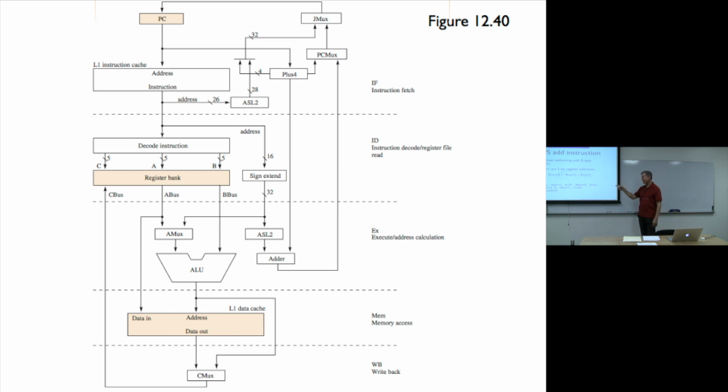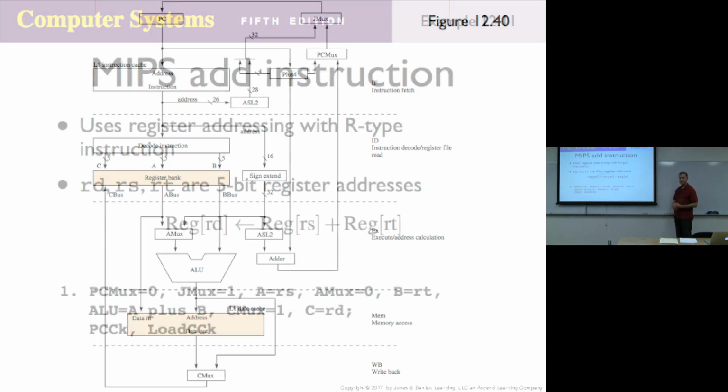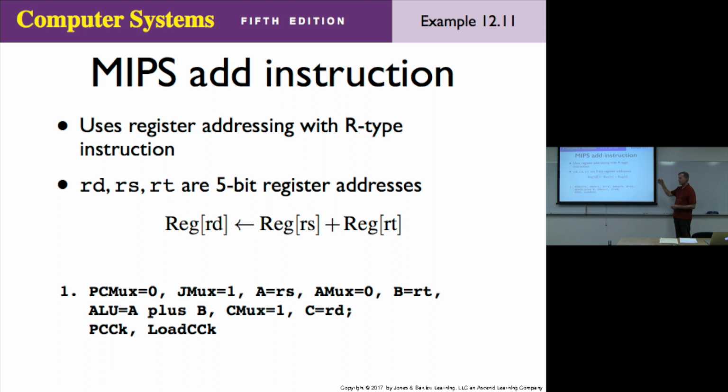Here again, it's just one cycle. Check this out, one cycle. So on the A bus, we put what? RS on the A bus. We put what? RT on the B bus. And then from the C bus, we want the result to go into what? Into C. And then we do load CK. So that takes the data from the source register, the data from the other source register, adds them together, puts them into the third register, and clocks it into the register bank.